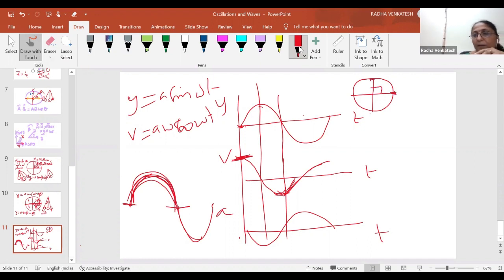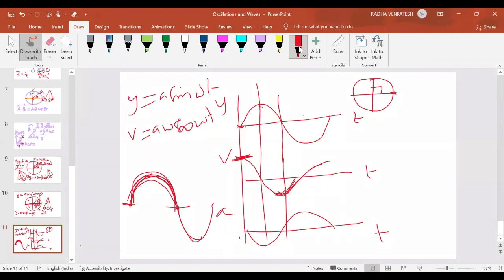So what is the angle? 90. Are you getting it? So what is the phase difference between Y and V? It is 90. Similarly, between V and A, is it 90 or 180? What is it? V and A means 90.